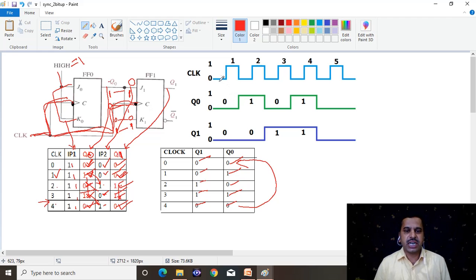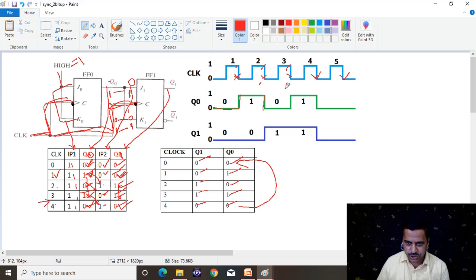Okay. Now look at the waveform timing diagram here. This is a negative edge flip-flop. Negative edge triggering means it changes the output on every falling edge of the clock pulse. So Q0 changes whenever it goes from 1 to 0. It goes from 0 to 1. Again, when the clock goes from 1 to 0, it changes its state.